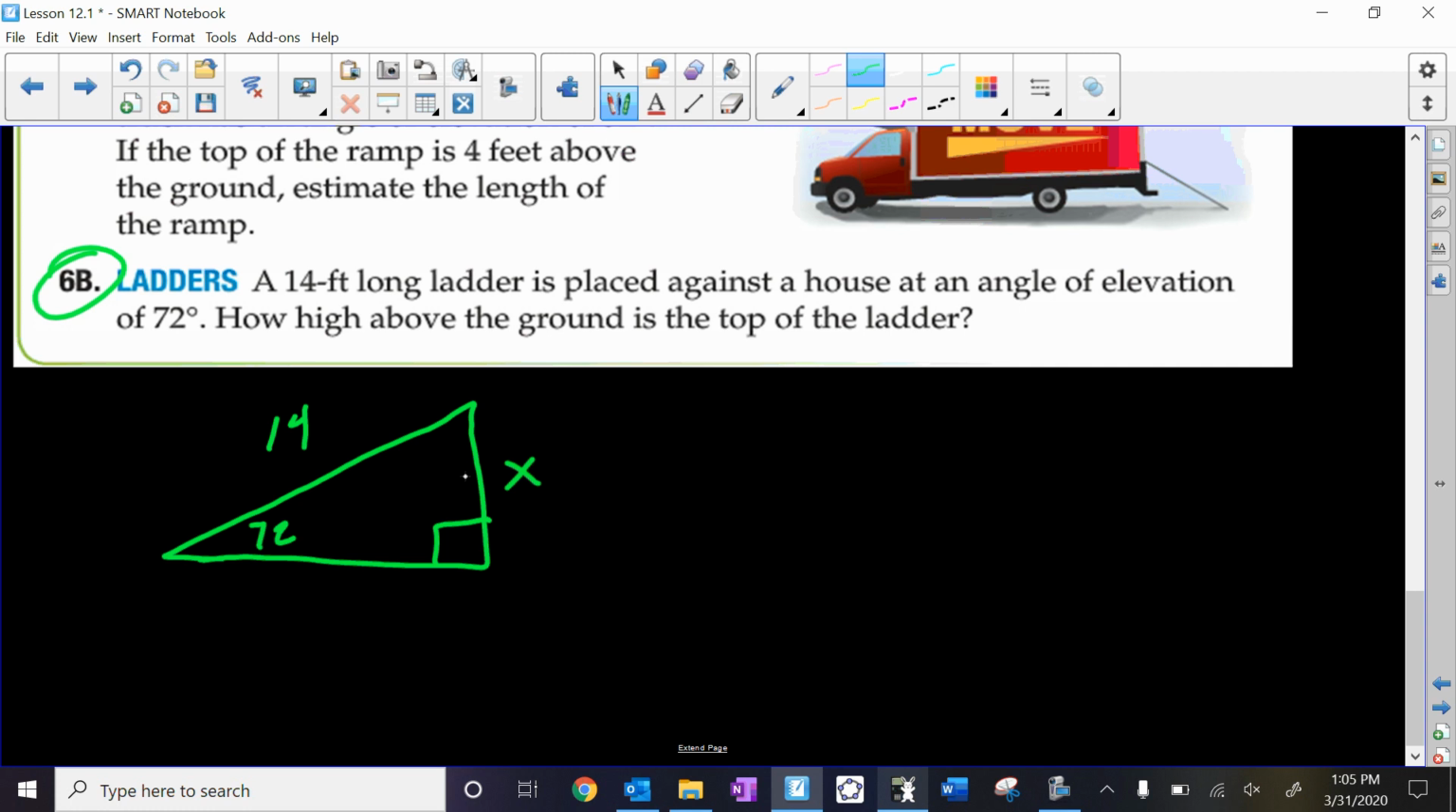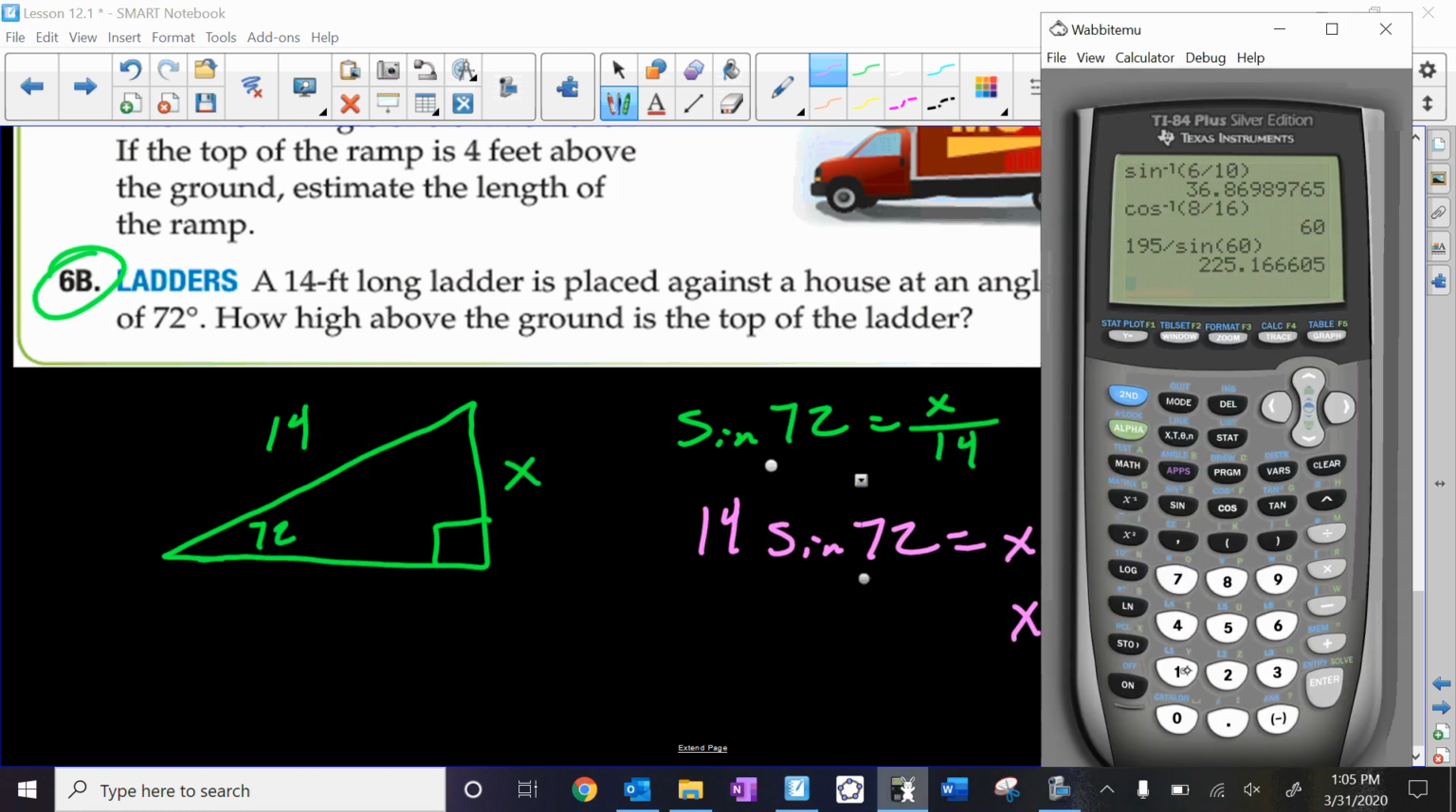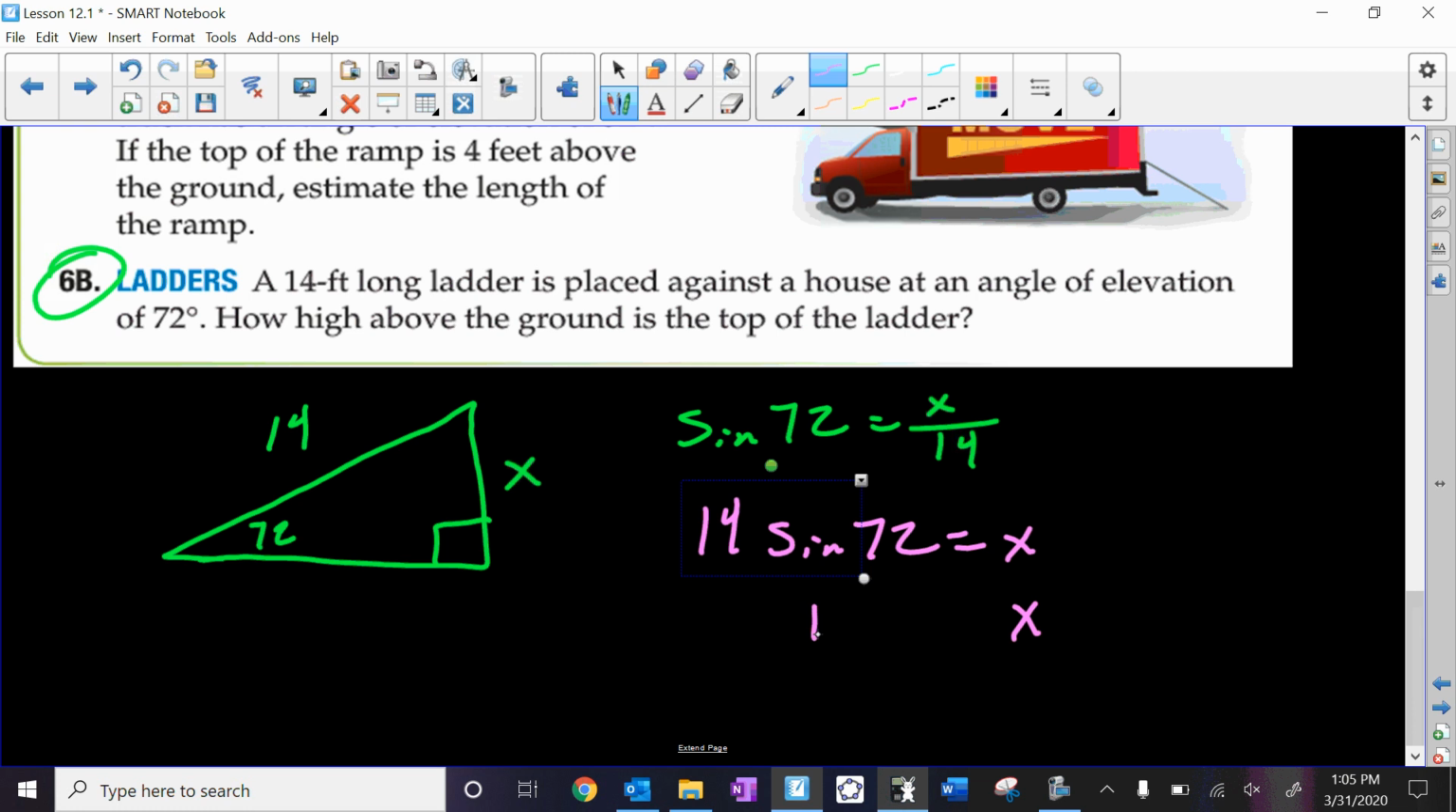This one was also using opposite over hypotenuse, so we're going to say sine of 72 equals x over 14. Multiply both sides by 14. We get 14 sine of 72 equals x. Take that and plug it into our calculator. 14 sine of 72 is going to get us about 13.3. 13.3 feet. And there's your answer.